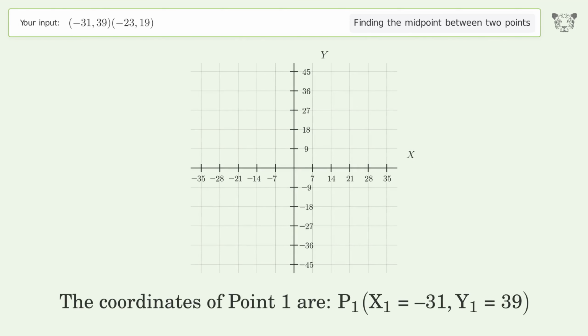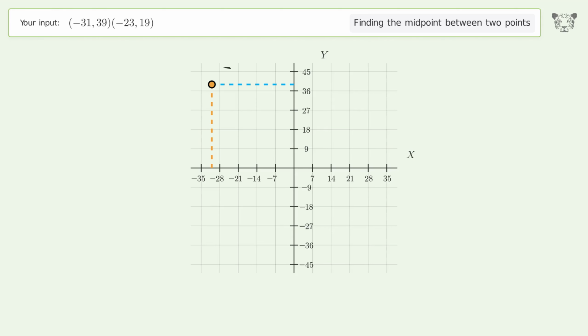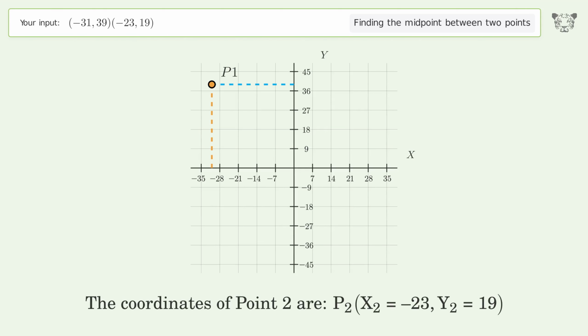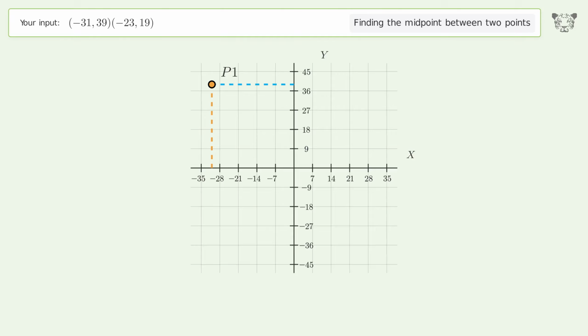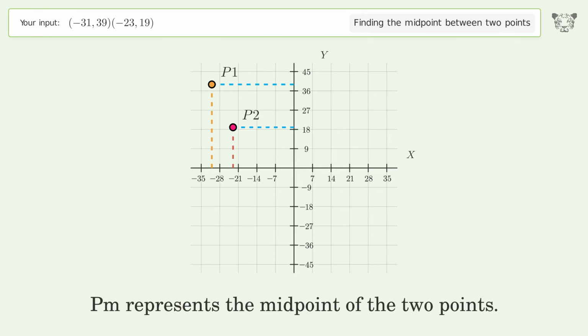The coordinates of point 1 are x1 equals negative 31, y1 equals 39. The coordinates of point 2 are x2 equals negative 23, y2 equals 19. PM represents the midpoint of the 2 points.